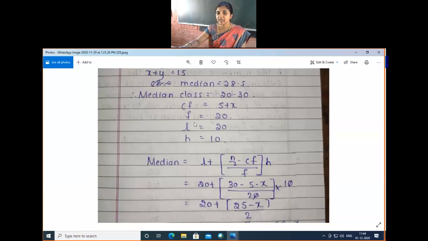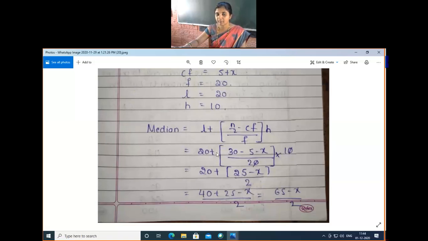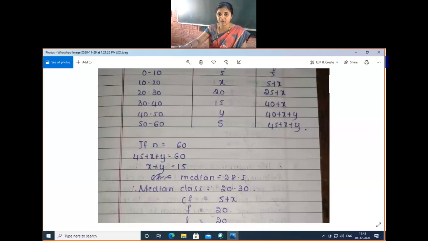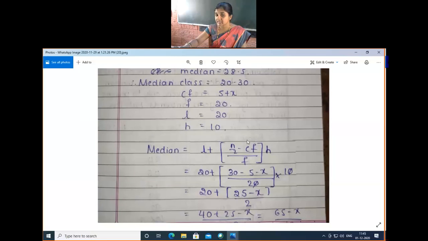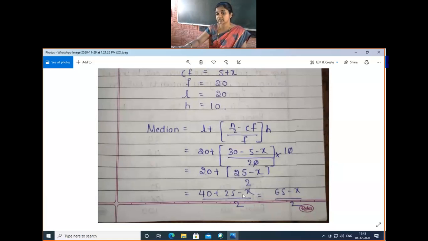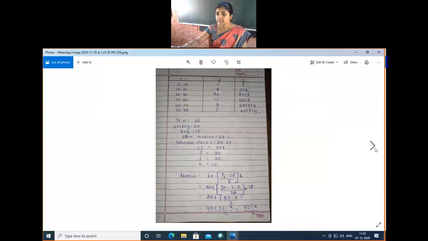CF is 5 plus x, f is 20, l is 20, and h is 10. Median is equal to l plus (N by 2 minus CF) divided by f into h. That is l is 20, plus N by 2 is 30, minus CF. While substituting CF, you have to be very careful because CF is 5 plus x, so the bracket is compulsory. We skipped one step here: removing the bracket, 5 plus x becomes minus 5 minus x, divided by f, which is 20, into h. Then 20 plus (25 minus x) divided by 2. So the answer is (40 plus 25 minus x) divided by 2, that is 65 minus x divided by 2.